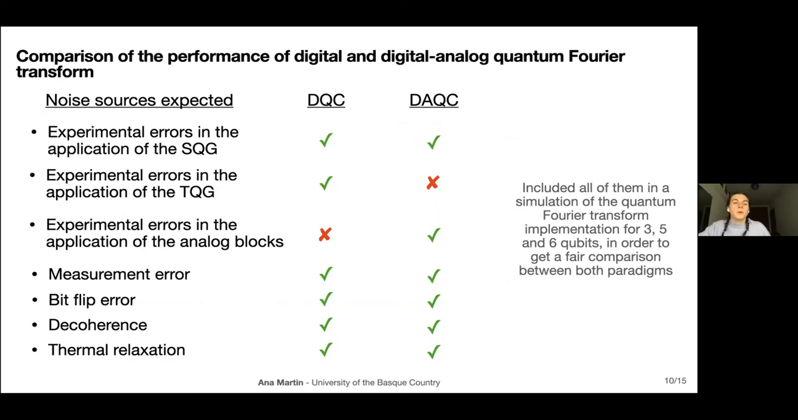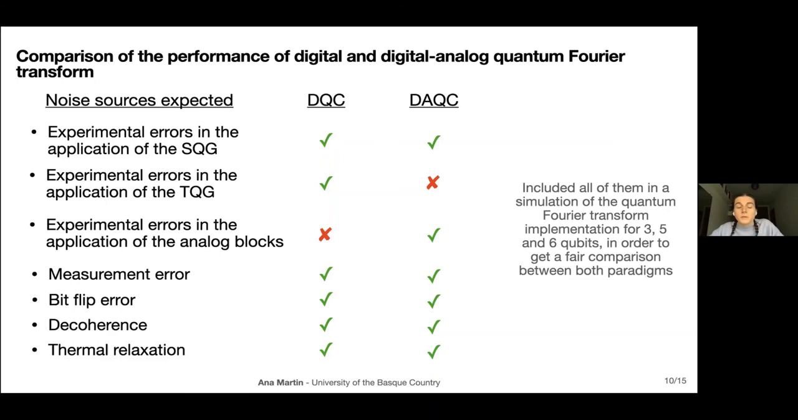What we wanted to do is to compare the implementation of a known quantum algorithm that can have a really significant depth, and see how it performs compared to the fully digital one. So to do this, we have to take into account the noise sources that we are expecting to have. More or less they are the same experimental noise sources. We expect some experimental errors whenever we apply a single qubit gate. We also expect measurement error, bit flip error, decoherence, and we might get affected by thermal relaxation. And the difference between digital and digital-analog implementation might be in the errors that arise from the implementation of the two qubit gates.